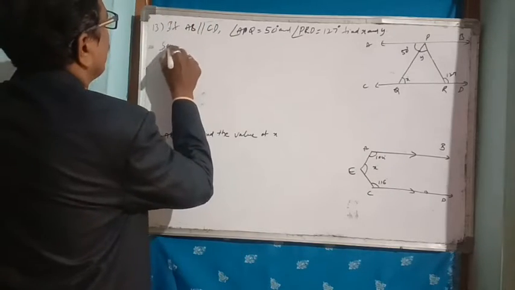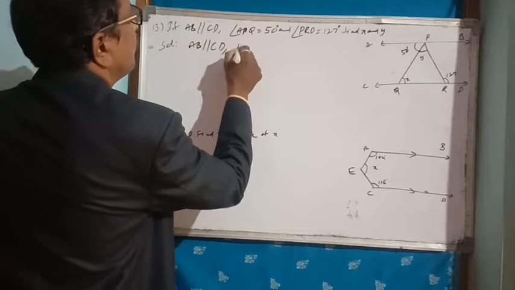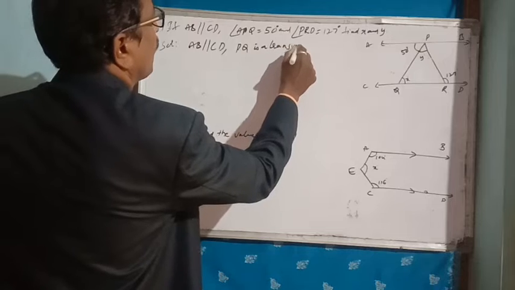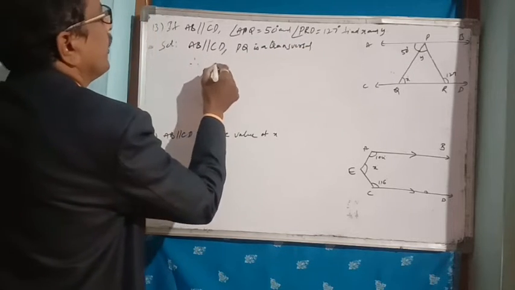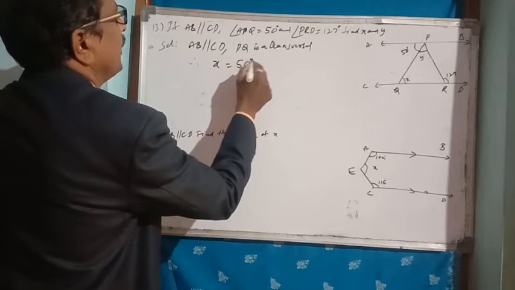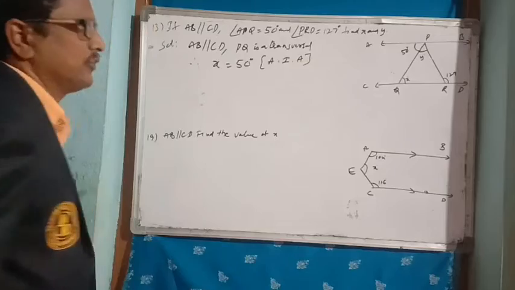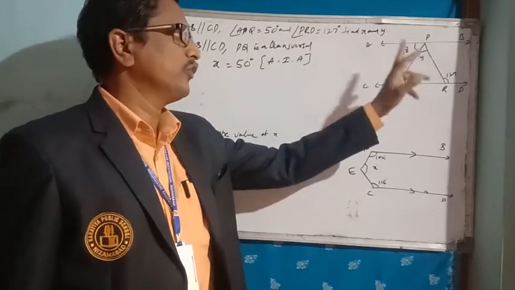Solution: AB is parallel to CD, PQ is a transversal. Therefore, x is equal to 50 degrees, alternate interior angles. First answer completed. Now come to the second answer. Why? Why do you have to find it?